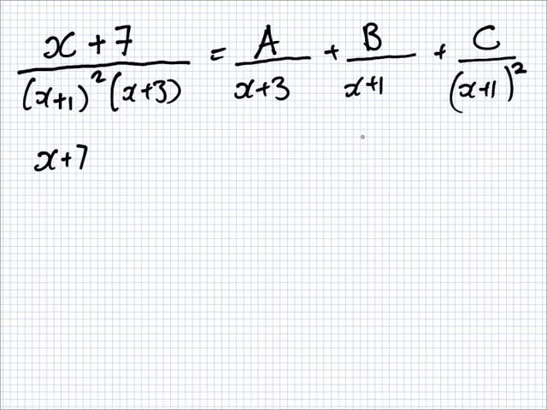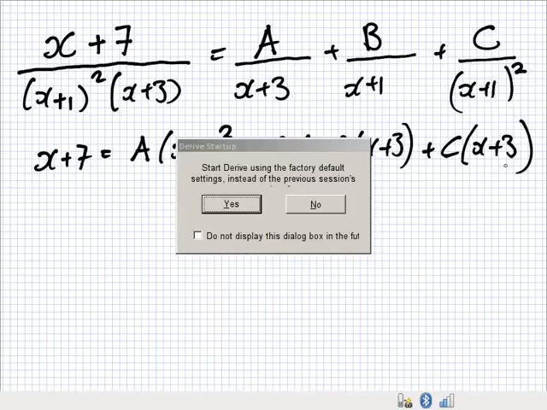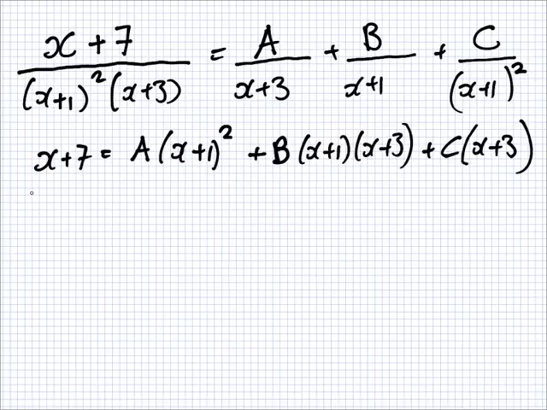I can. Yeah, I'll say let x equal minus 3. So that means I'll get 4 equals, minus 3 plus 1 is minus 2, squared is 4A. So I'll get A equals 1. And then next, will I go with minus 1? Yeah, I'll go with minus 1, very good. So then I'll get 6 equals 2C. So C equals 3.